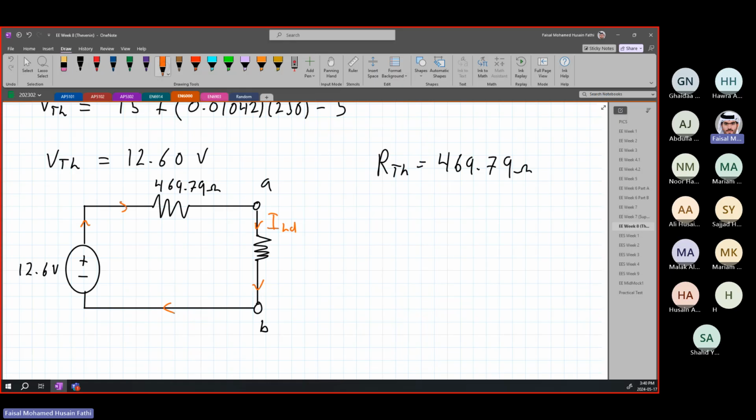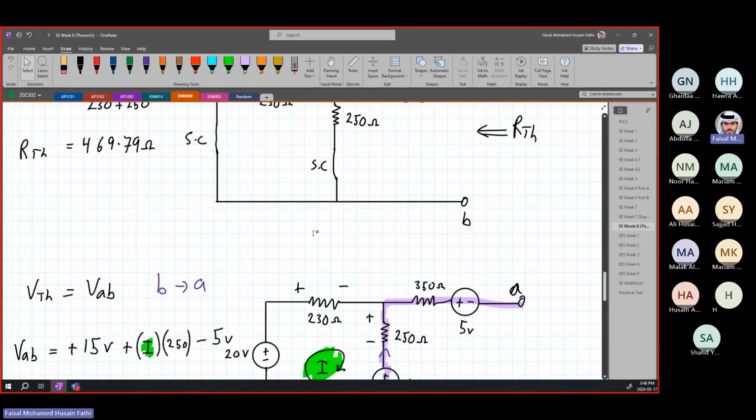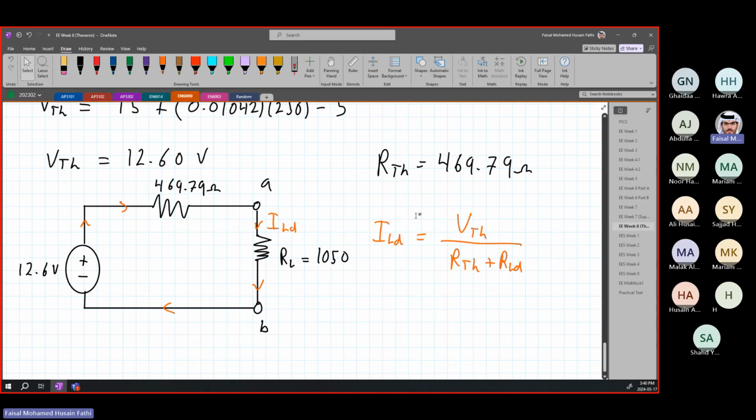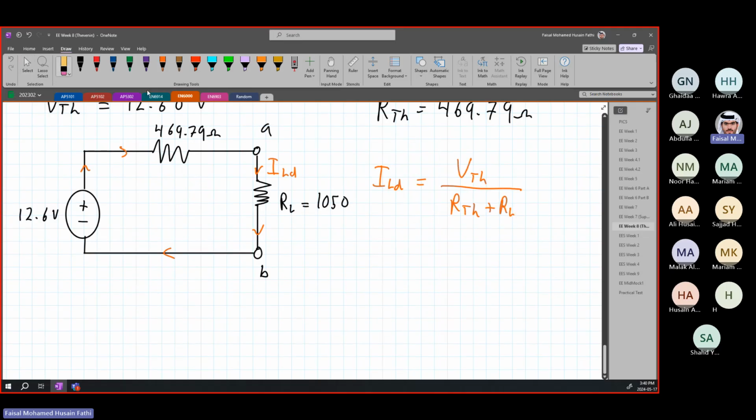So I load, we were given that our load was equal to how much? 1050. So I load is equal to V Thevenin over R Thevenin plus R load. Again, this is just because they're in series, so you're just adding these two together to find the total resistance. R Thevenin, you're adding it to R load to find the series equivalent, and then you're dividing the voltage on top of them.